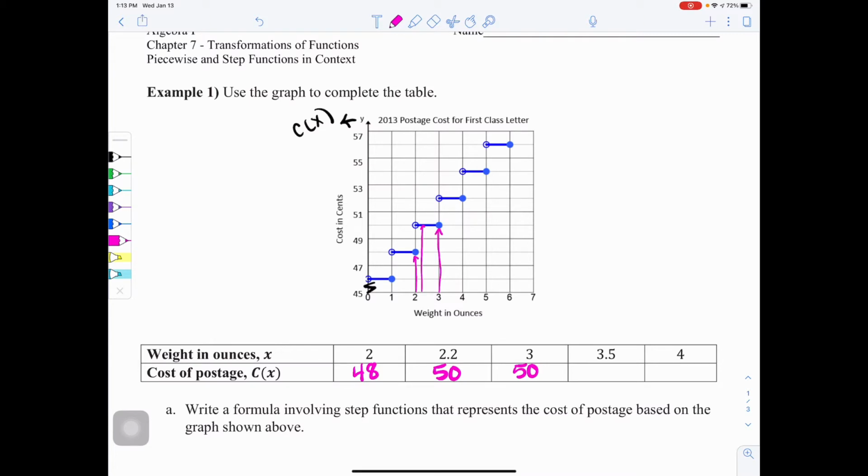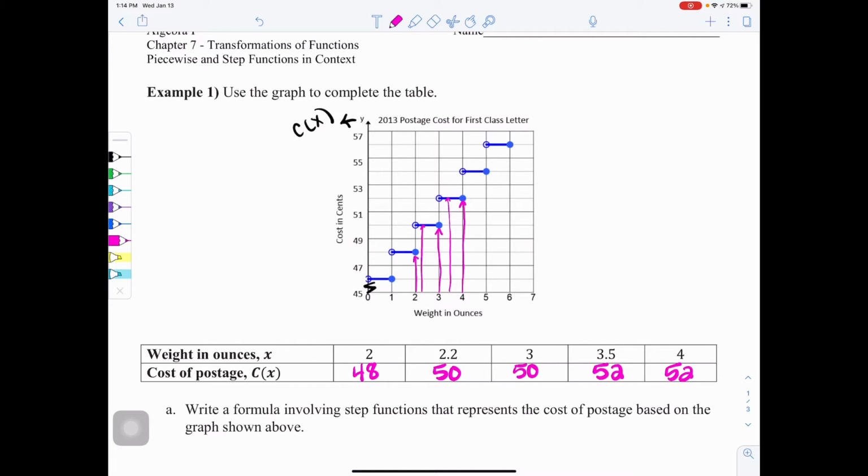For 3.5, which is halfway between the 3 and the 4, when we follow it up, we hit the line for 52. And then for 4, a weight of 4 ounces with an X value of 4, when I go up, I see that it's also 52. Now remember from our previous lessons that this is called a step function because it looks like actual steps. Remember that open circles means that the number is not included and closed circles means that it is.